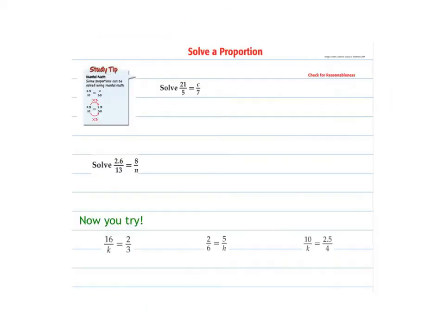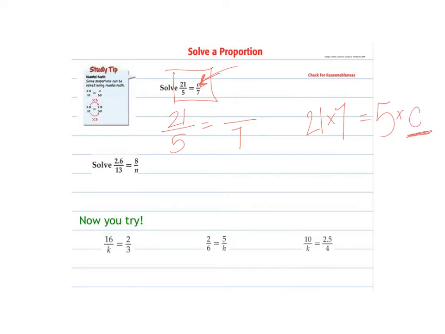All right. Another way a proportion can be set up is 21 over 5 equals C over 7, so any really alphabet letter, over 7. So I know that I'm going to be solving for C, okay? I'm going to use cross products in this format here, so I'm going to have 21 over 5 is equal to blank over 7. So I'm going to multiply 21 times 7. And that's going to be set up to 5 times whatever that number is. We're going to call it C right now.